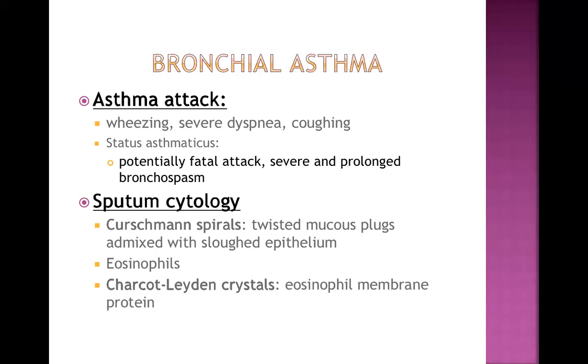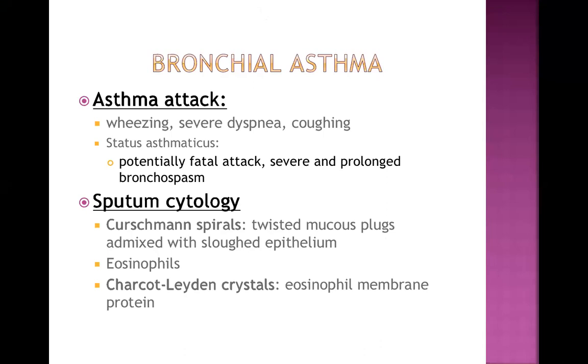Now what happens in sputum cytology? What types of structures are seen if we analyze the sputum in case of bronchial asthma? These terms are very important from the exam point of view. These are called Kurschmann spirals and Charcot-Leyden crystals. Kurschmann spirals are twisted mucus plugs which are mixed with sloughed epithelium.